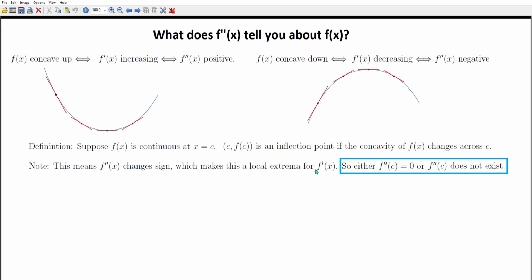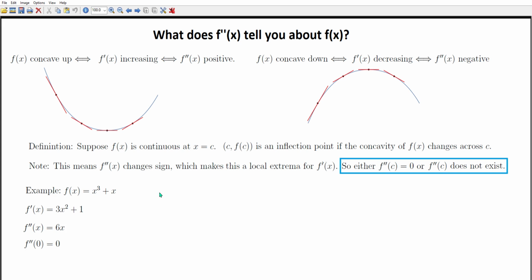So the places to look for inflection points are where the second derivative is 0 or where the second derivative does not exist, but you're not absolutely guaranteed to find them there, just in the same way that critical points aren't always local maxima or local minima.